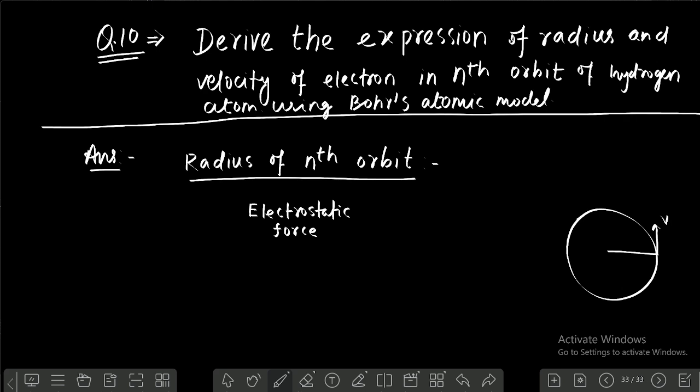Yes or no? This is velocity v, this is the mass of electron, and this is your plus e charge. Now electrostatic force equal to what I'll write? Centripetal force. So electrostatic force is basically nothing but centripetal force.